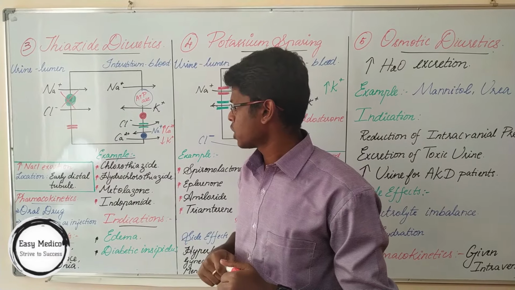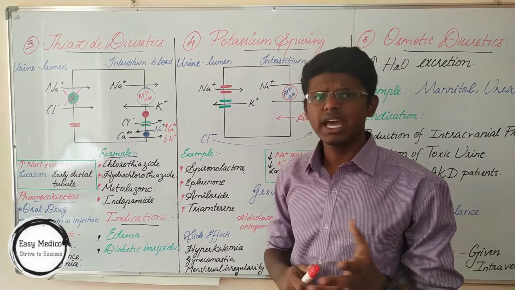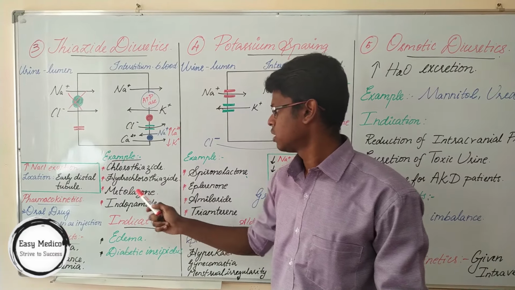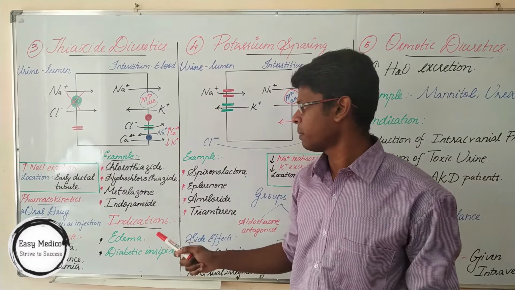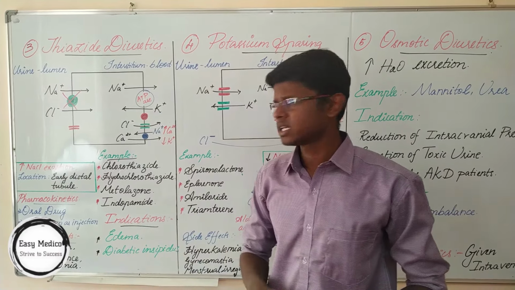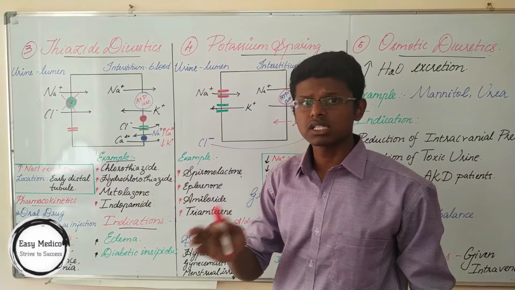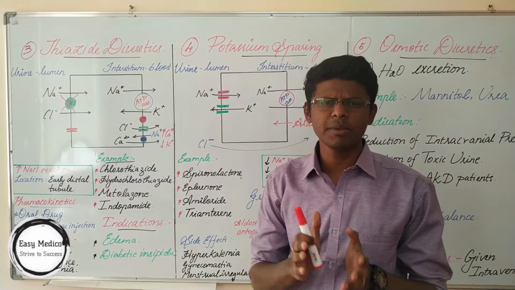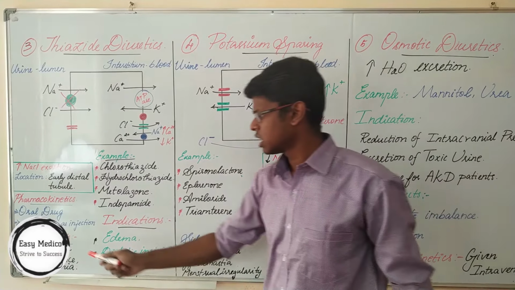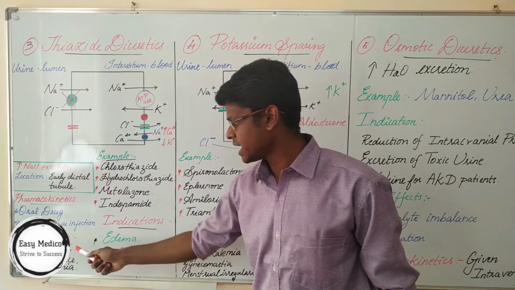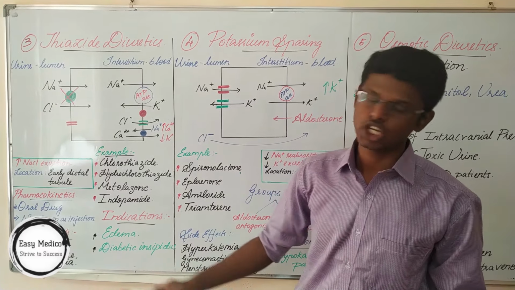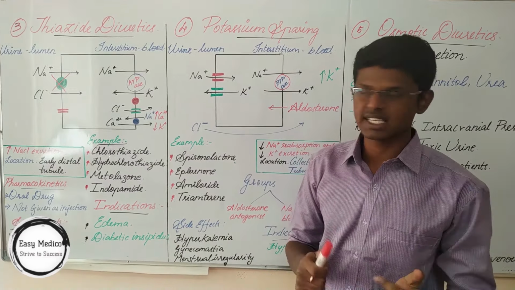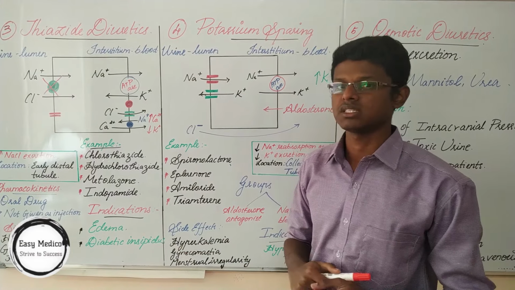Okay, this is the main target of thiazide diuretics. What are the pharmacokinetics, example, side effects and indications? Examples of these thiazide diuretics are chlorothiazide, hydrochlorothiazide, metolazone and indapamide. Now, what are the pharmacokinetics? Except chlorothiazide, other drugs are given orally. Only chlorothiazide is given IV. Now, what are the common side effects of these drugs? These cause hypokalemia, GI disturbances, hyperuricemia and increased urination. Indications. In what cases can these be used? These can be used in cases like edema and diabetes insipidus.